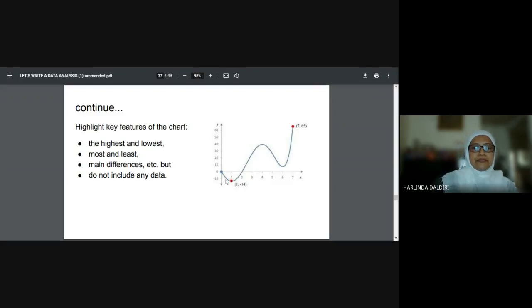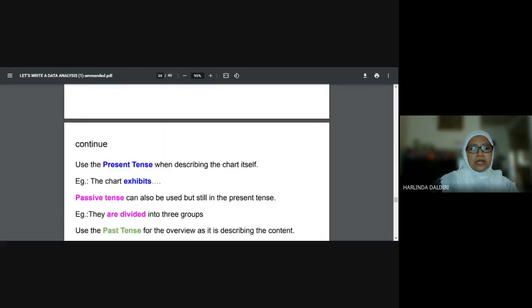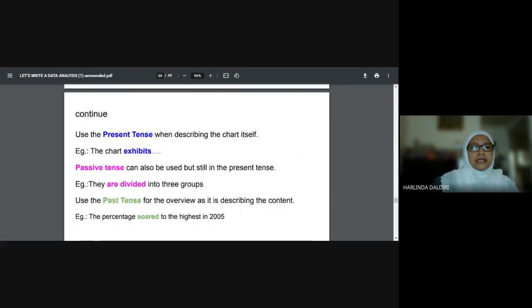So let's say you have a line graph like this. You see the lowest point and the highest point, and maybe this one is in the middle, somewhere along here. This is also okay. So you should know where is the lowest, where is the highest. Use the present tense when describing the chart itself.